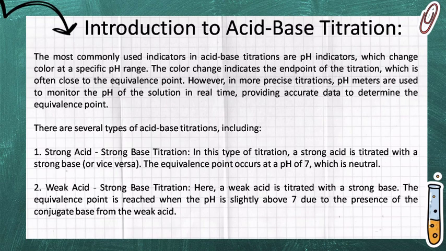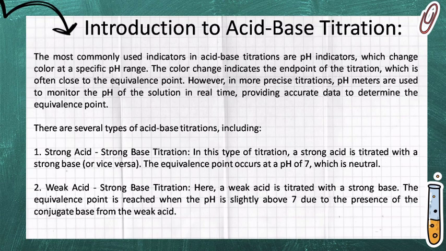There are several types of acid-base titrations, including: first, strong acid, strong base titration. In this type of titration, a strong acid is titrated with a strong base, or vice versa. The equivalence point occurs at a pH of 7, which is neutral. Second, weak acid, strong base titration. Here, a weak acid is titrated with a strong base.